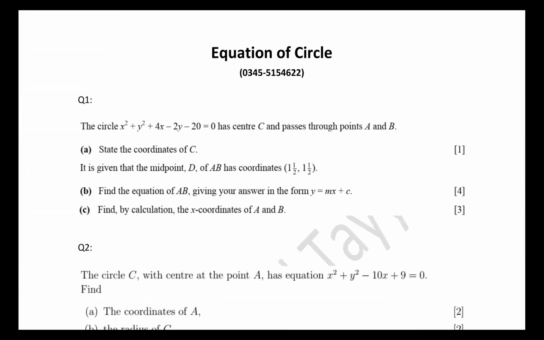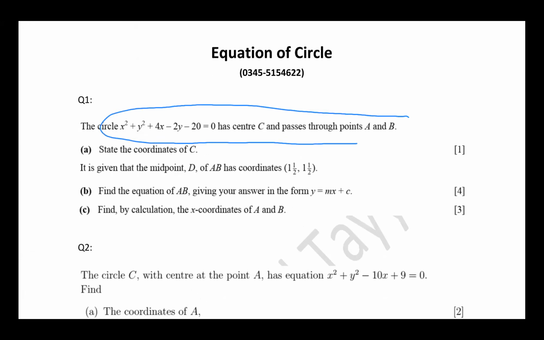The question was find by calculation the x coordinate of A and B. And already you have the curve through which A and B pass, the equation of the curve x square plus y square plus 4x minus 2y minus 20 is equal to 0. And that was passing through A and B. And then in B part, you found the equation of the line for AB. So if you want to find the coordinates of A and B, simply you will solve the equations simultaneously. We are not going to attempt this question. You can do C part yourself. We did A and B part already.